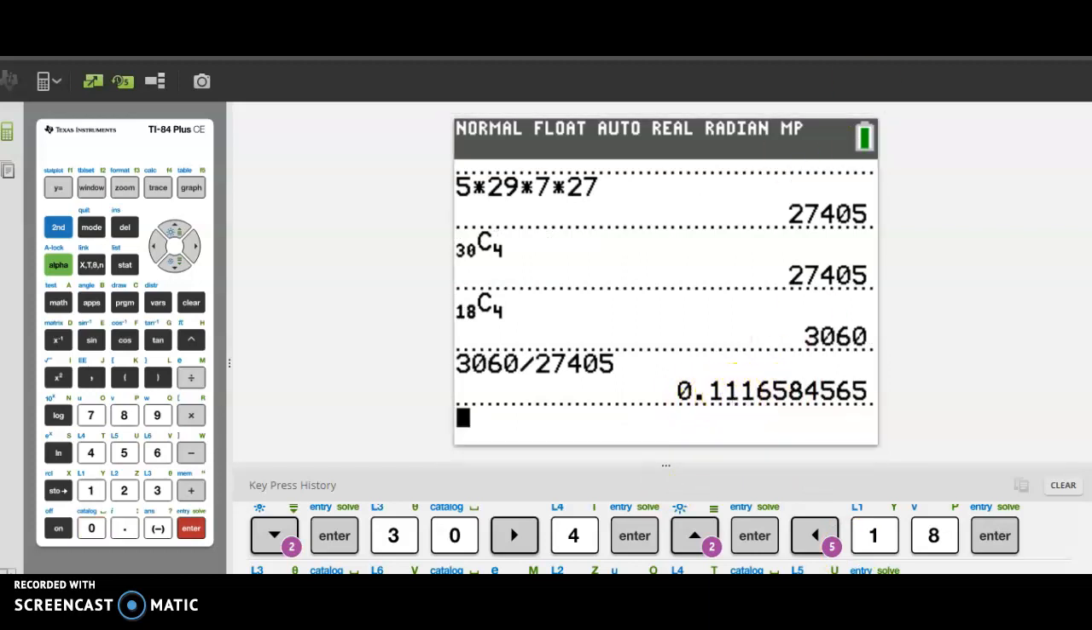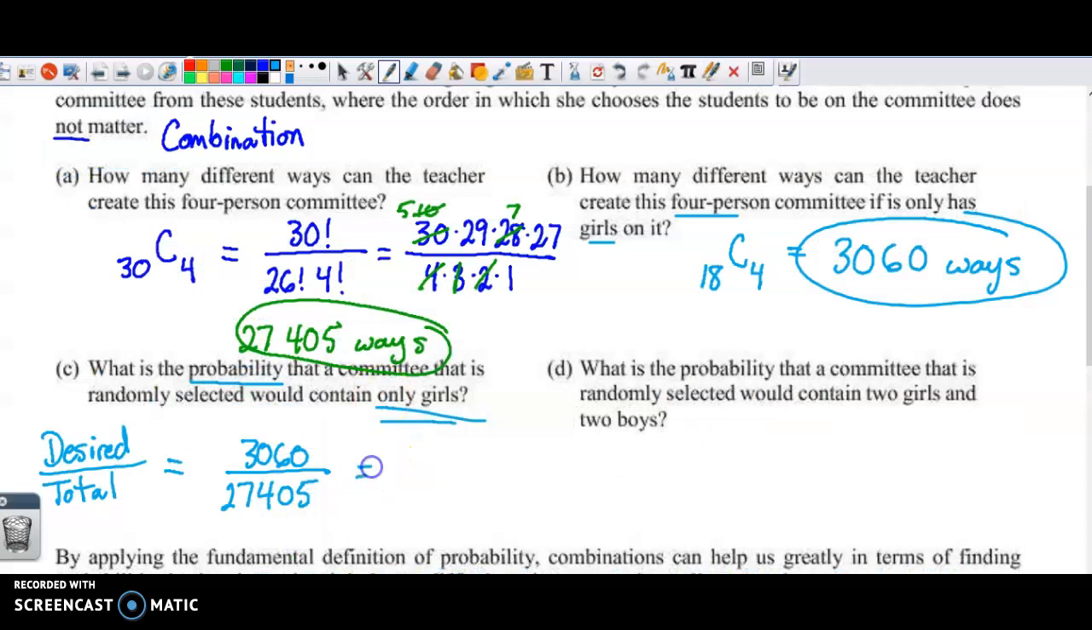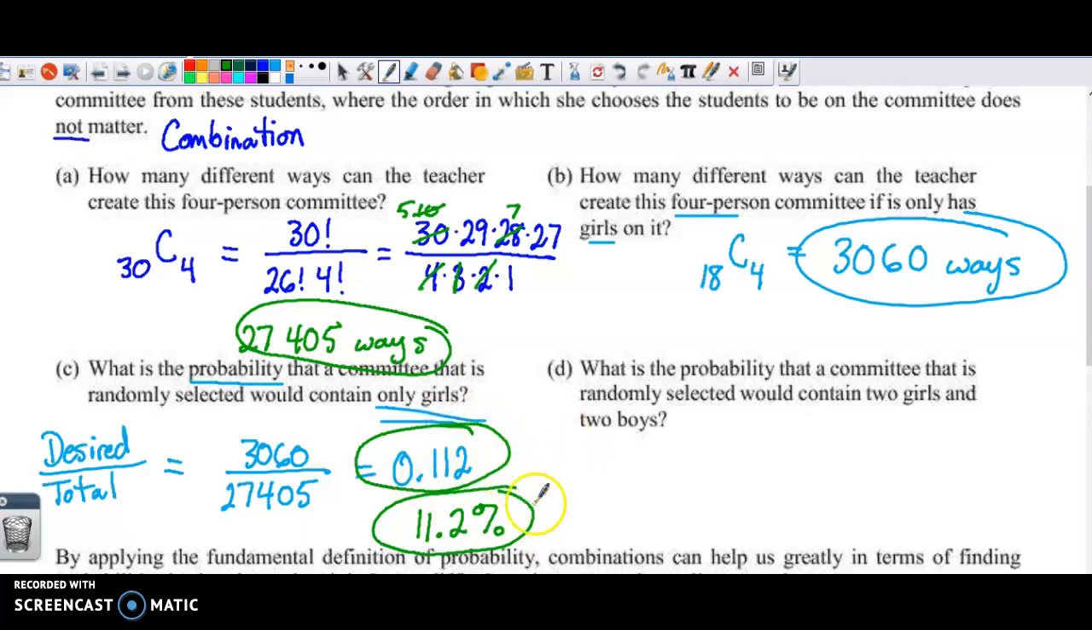So 0.112, this is called a proportion, by the way. That's a probability, and I know some of you are probably familiar with changing to a percent. If you're used to probability being written as a percent, this is still 3 decimals, so I'm okay with both of these answers. So you get to choose how you want to.